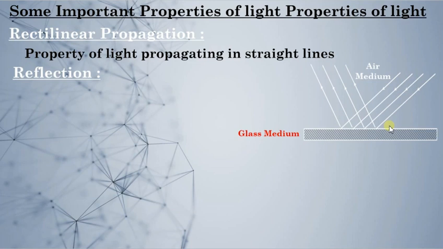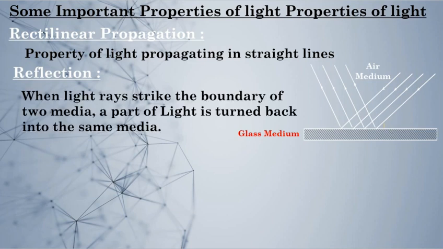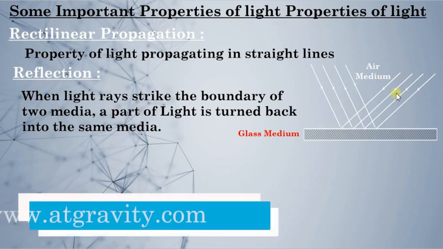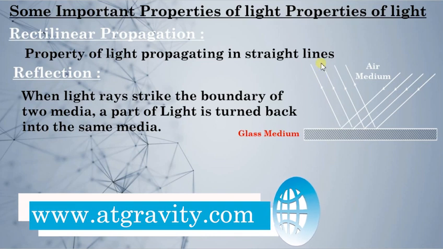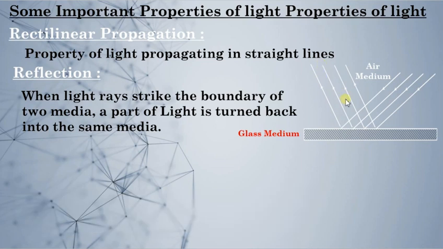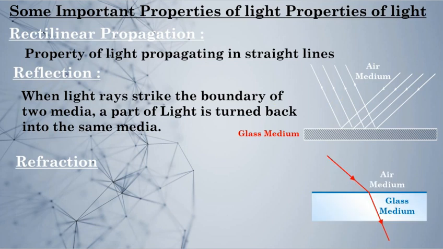That is, when the light rays strike the boundary of two media, a part of the light is turned back into the same medium. Such a thing is called the reflection property. Next is refraction. In this refraction, you are able to see two media, that is air medium and the glass medium, or it can be water, whatever it may be. The air medium is called a rarer medium, that is a thinner medium, whereas the glass or water is a thicker medium called a denser medium.